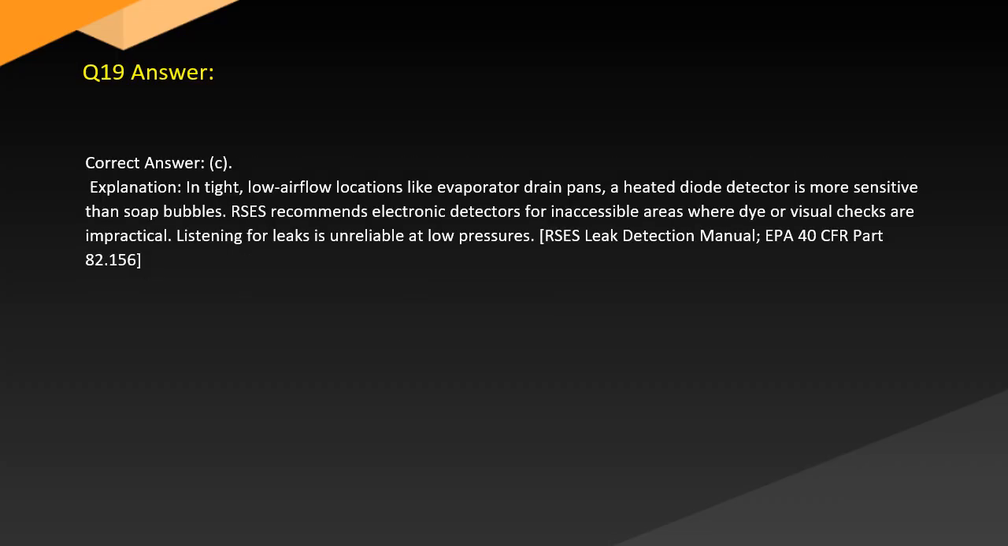Answer. Correct answer C. Explanation. In tight, low airflow locations like evaporator drain pans, a heated diode detector is more sensitive than soap bubbles. RSES recommends electronic detectors for inaccessible areas where dye or visual checks are impractical. Listening for leaks is unreliable at low pressures. RSES Leak Detection Manual, EPA 40 CFR Part 82.156.